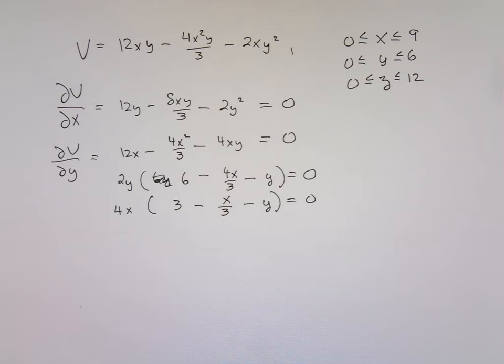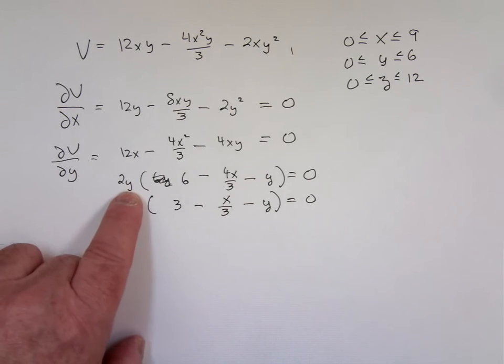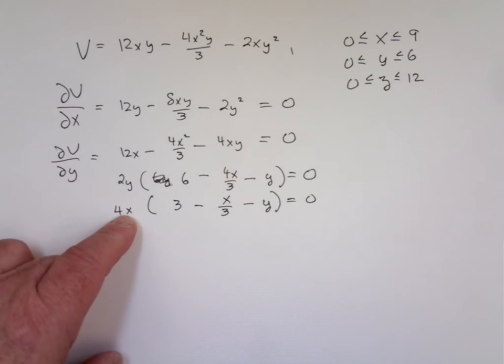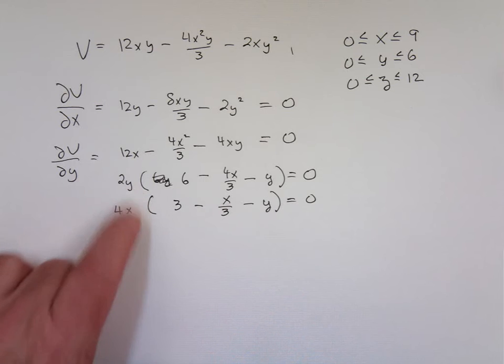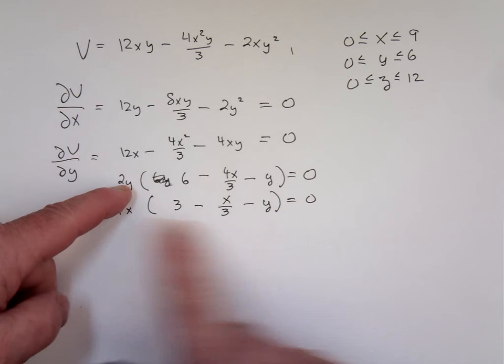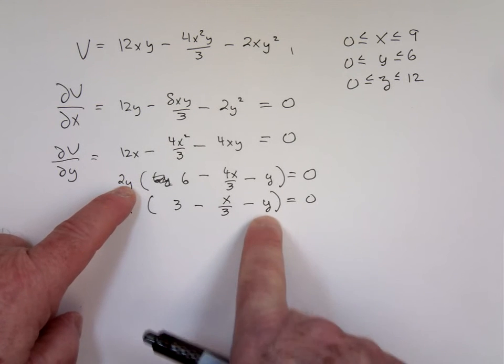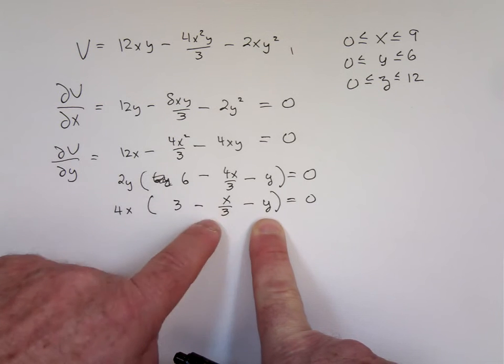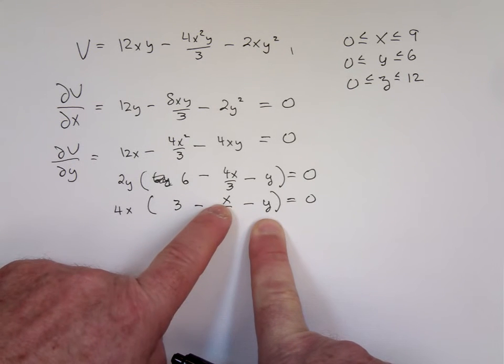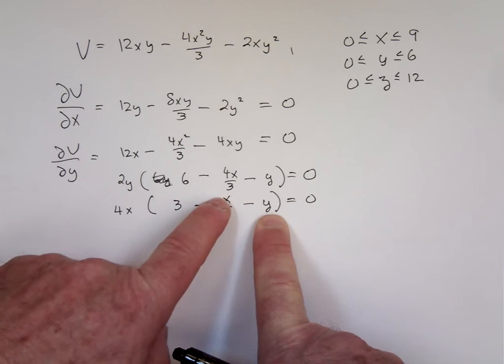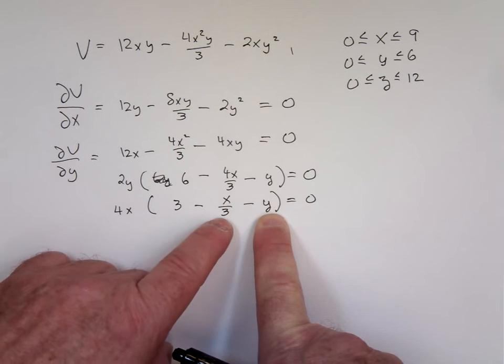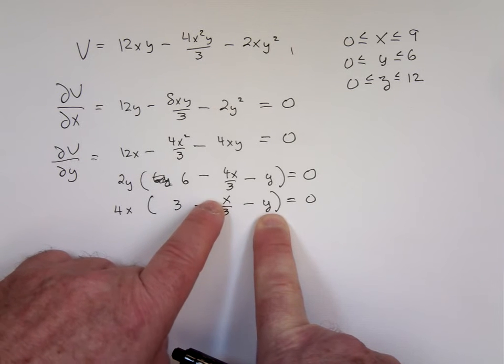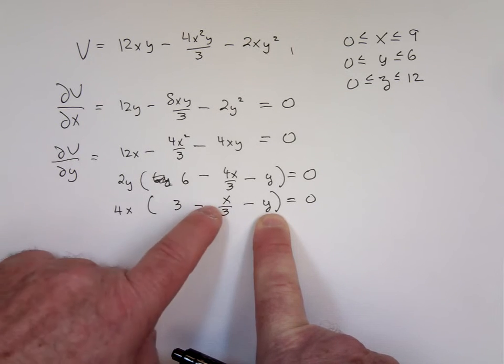Okay. Now, we want to find x's and y's that cause both these partials to be equal to 0. Clearly, if y is 0 and x is 0, that's a critical value. We don't care, okay? Because x and y equals 0 give us a volume of 0. If y is 0, this y is 0 here. What I want this to do is be equal to 0, so x is 9. So if y is 0, x is 9.